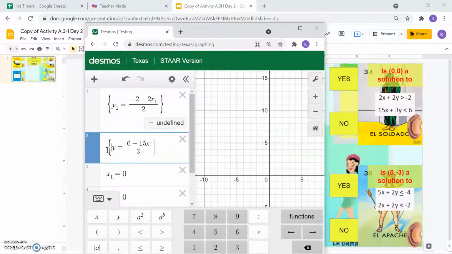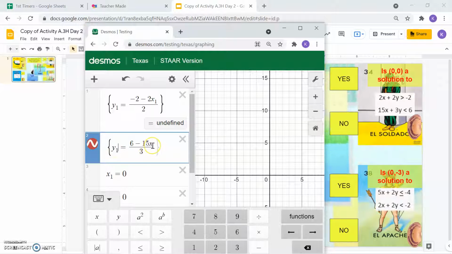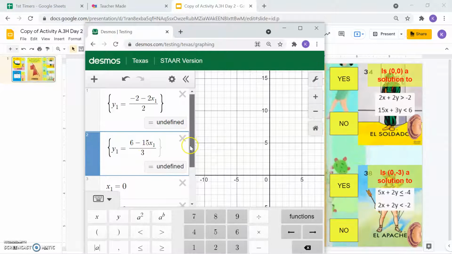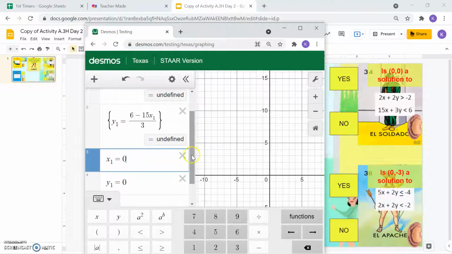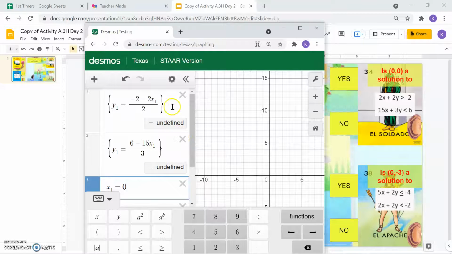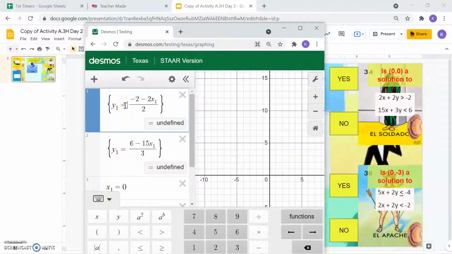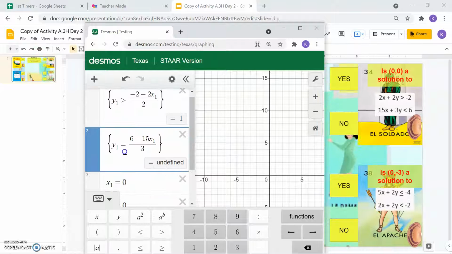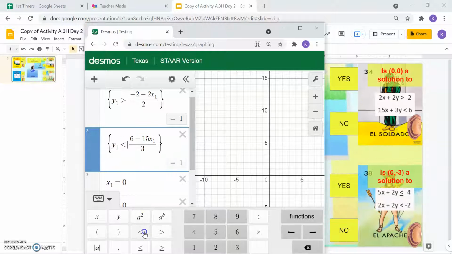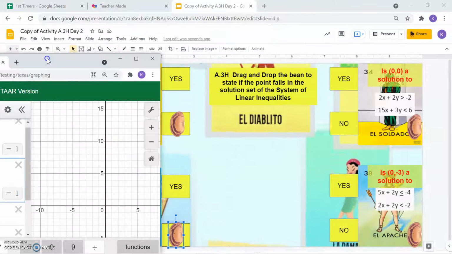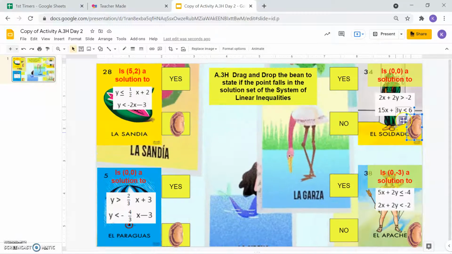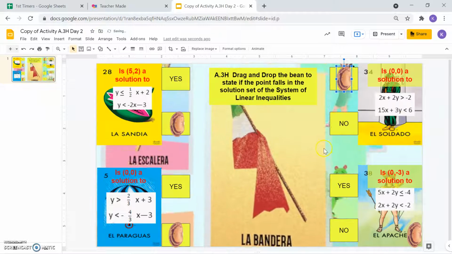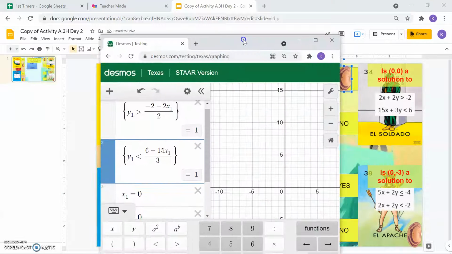I'm going to do brackets again, y1, x1. And it says here, is (0, 0) a solution? So as I can see, they're both undefined because I forgot to change the symbol. I'm glad that I looked into it. So this is equals, this is going to be greater than, and this one is going to be less than. So as I can see, now they're both ones, which will make the equation true. So again, in order for it to be yes, they both have to be ones. Let's try the last one.